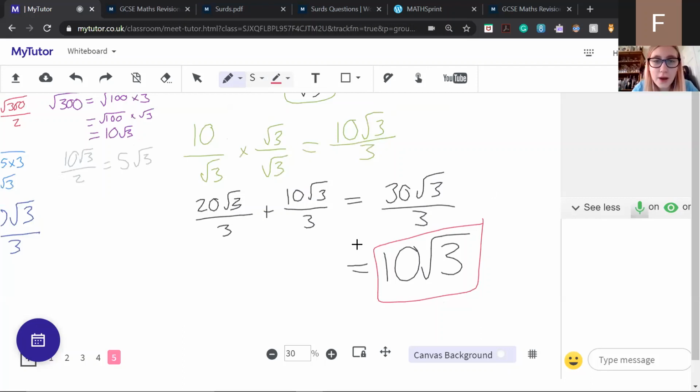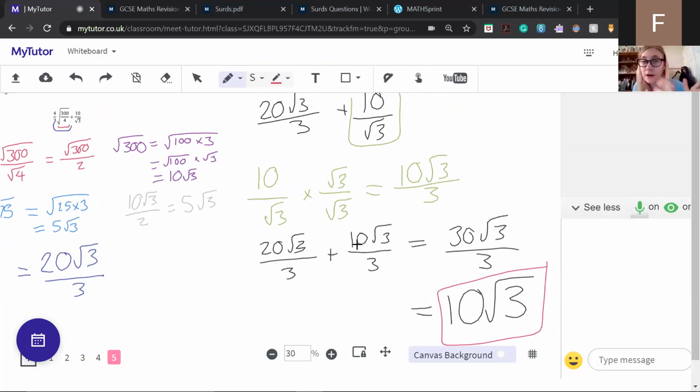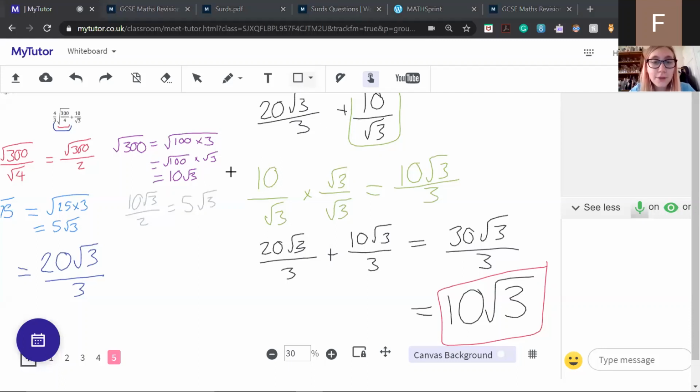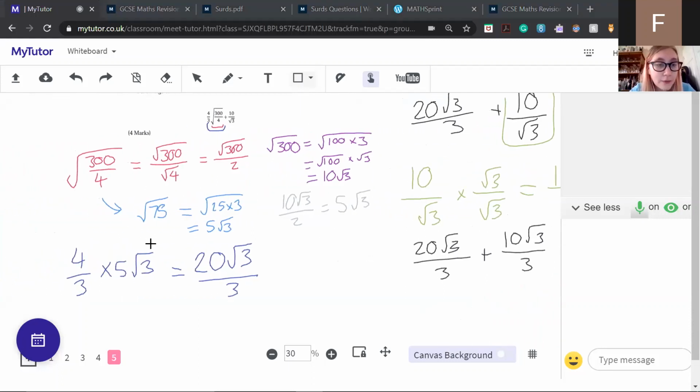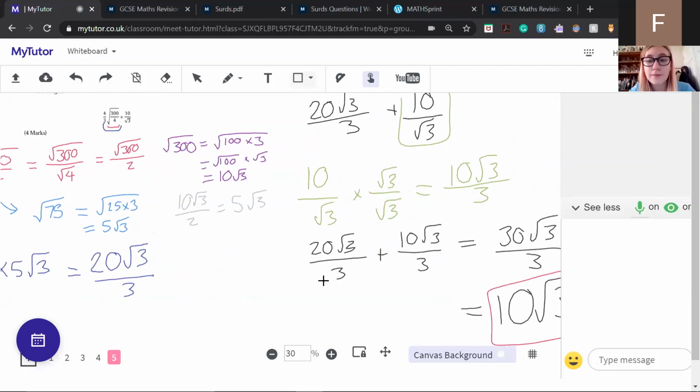So it looks like more working out than it actually was because I was really explaining every step and a lot of them in a couple of ways. So it's not as much work as I've written there. But how cool is it that we can get this horrible expression just into 10 root 3? The 4 thirds at the start, we multiplied here. Someone just asked about that. And to make this 20 root 3 over 3.